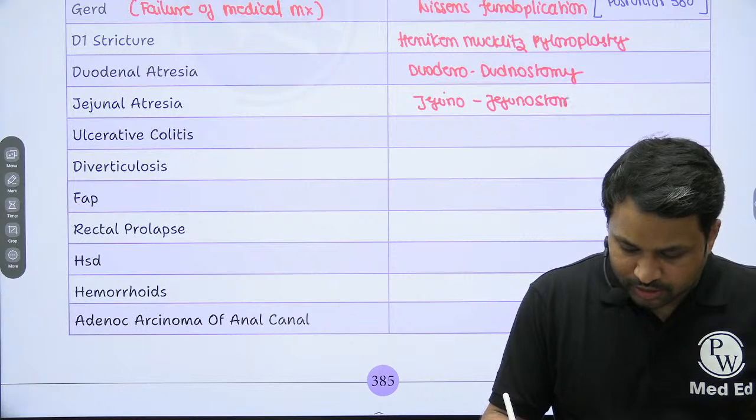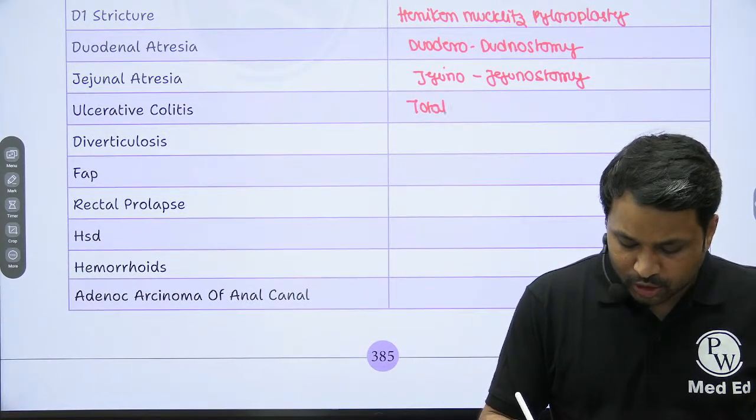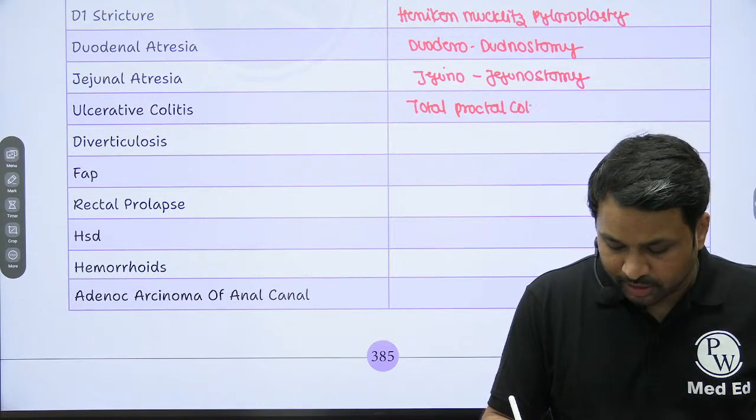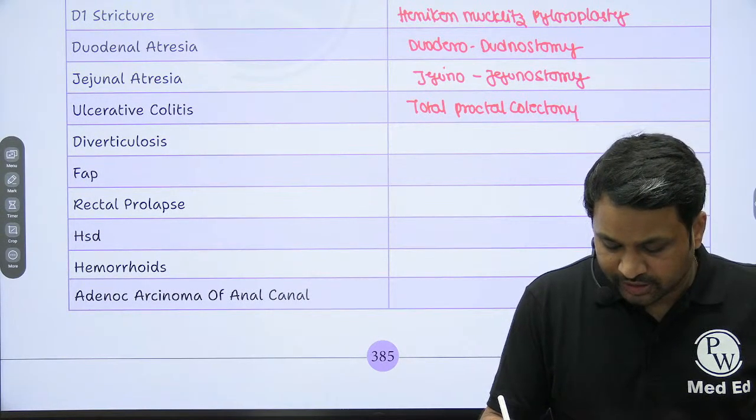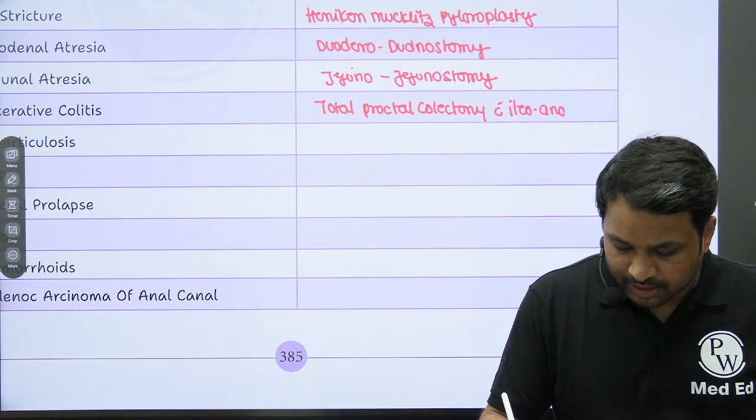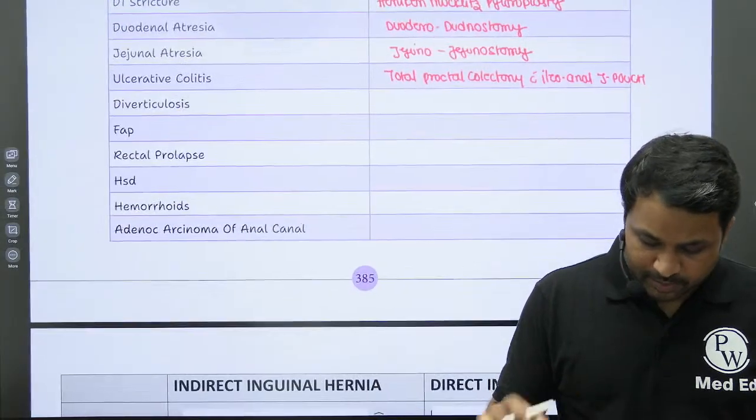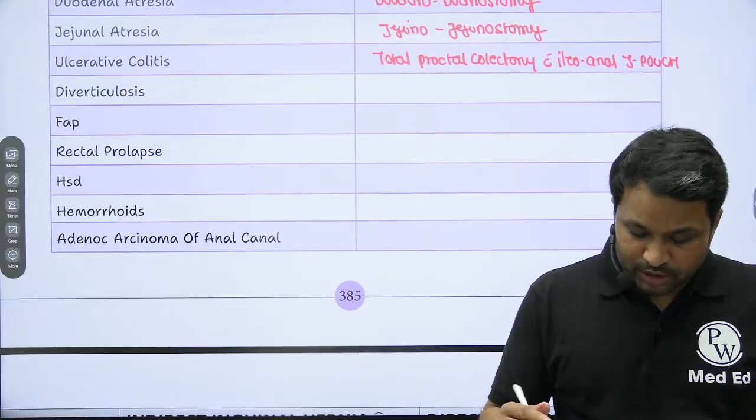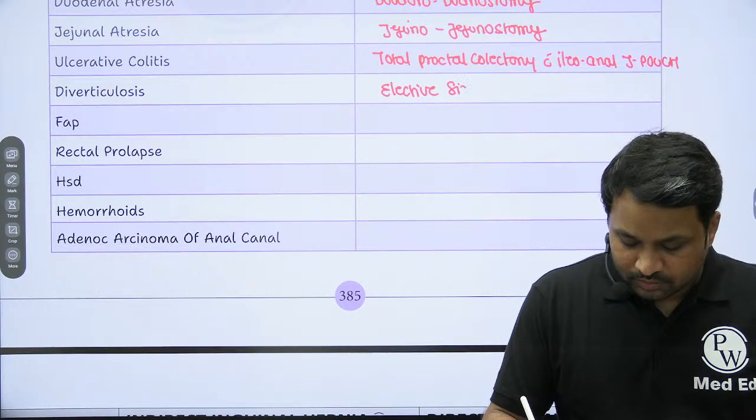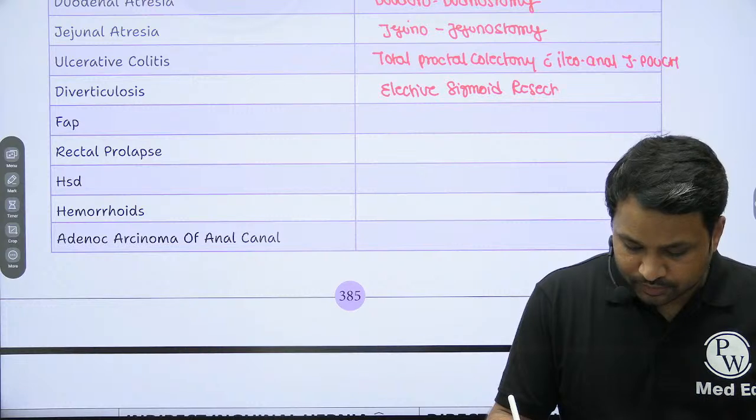For ulcerative colitis, surgery is going to be a total proctocolectomy with ileoanal J pouch anastomosis. For diverticulosis, it is an elective sigmoid resection.